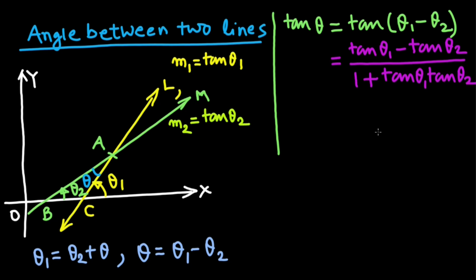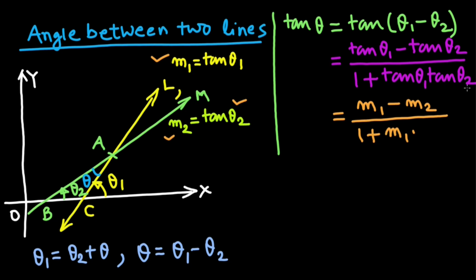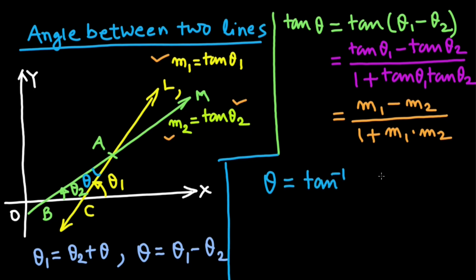So we will substitute the values. Tan theta 1 is m1, slope of line L, minus tan theta 2 is m2, slope of line M, upon 1 plus tan theta 1 is m1 into tan theta 2 is m2. So we write theta equals tan inverse of m1 minus m2 upon 1 plus m1 m2.